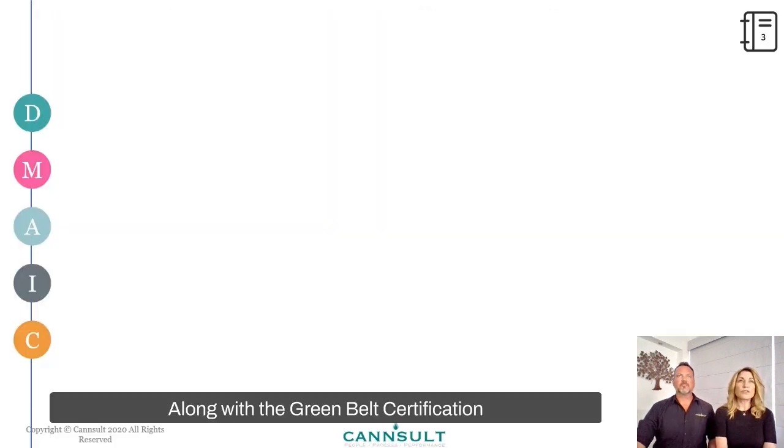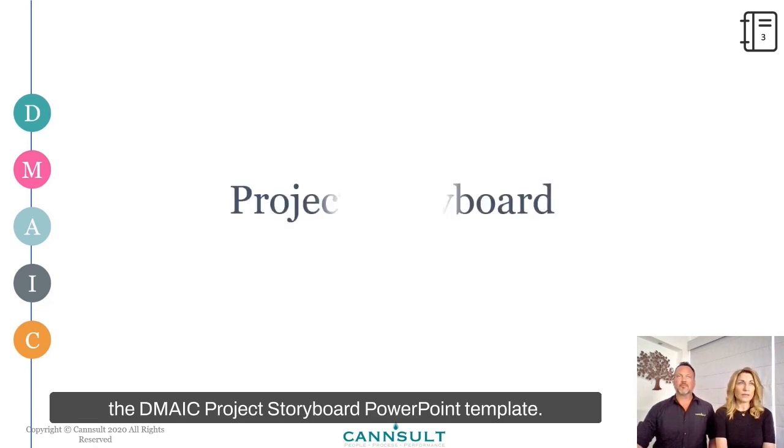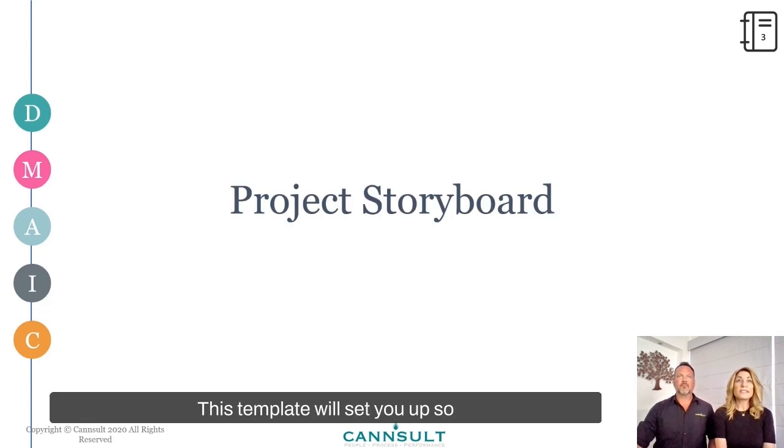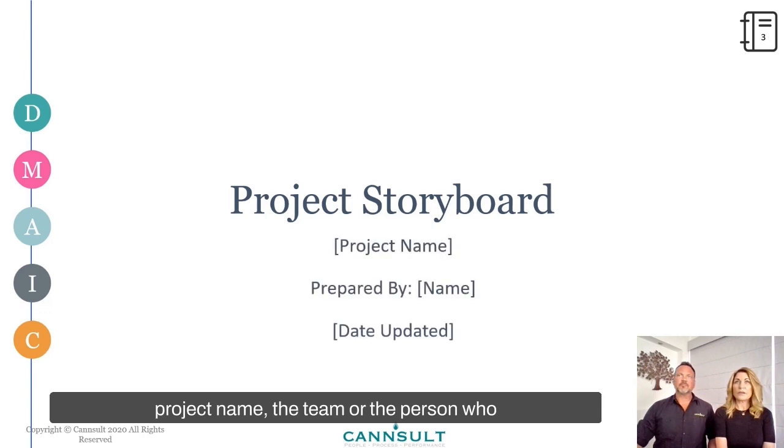Along with the Greenbelt certification course, you'll have access to download the DMAIC Project Storyboard PowerPoint template. This template will set you up so that you can create a professional, consistent, and meaningful communication tool for your project. This is the cover slide for the storyboard, which has spaces for you to enter the project name, the team or the person who prepared the storyboard, and the date updated.